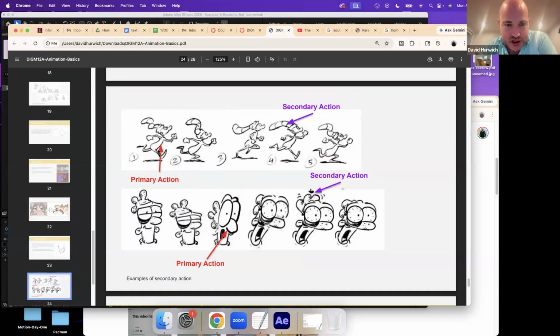So here, this character is running, and that's the primary action. But he has a hat that's bobbing up and down, and that hat moving is the secondary action that is supporting the main action, which is the character running. Okay.